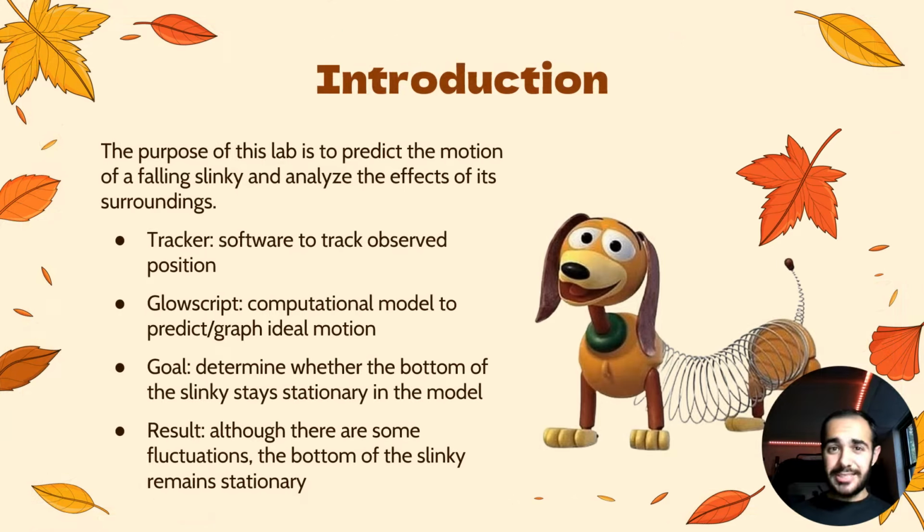So the main purpose of this lab is to predict the motion of a fallen slinky and analyze the effects that the surroundings have on it. And as always, I'm going to be using Tracker to track the observed position and GlowScript to create the computational model. And the ultimate goal is to determine whether the bottom of the slinky stays stationary in the computational model and to compare that with the tracker data. And just the result, what we're going to see is that although there are some fluctuations between the observed and the predicted positions, the bottom of the slinky will remain stationary.